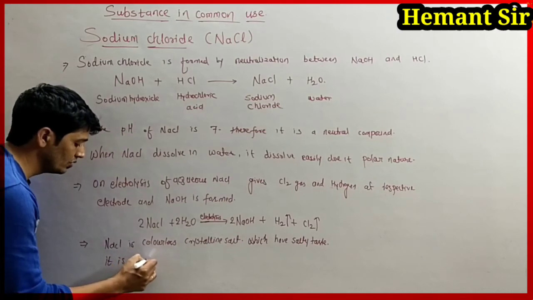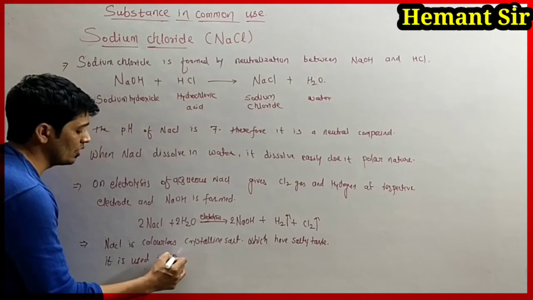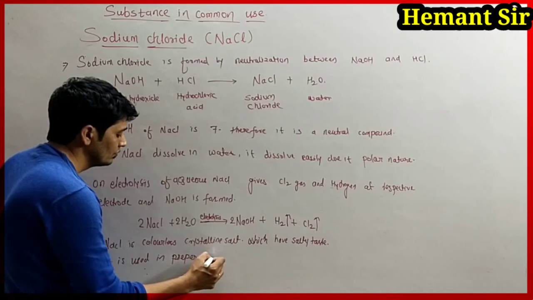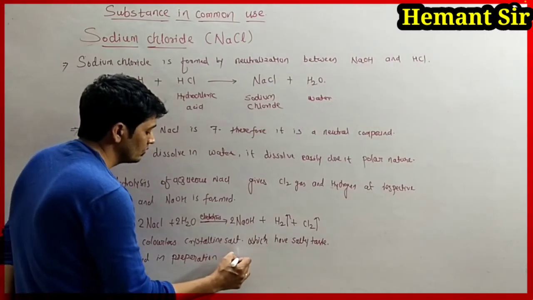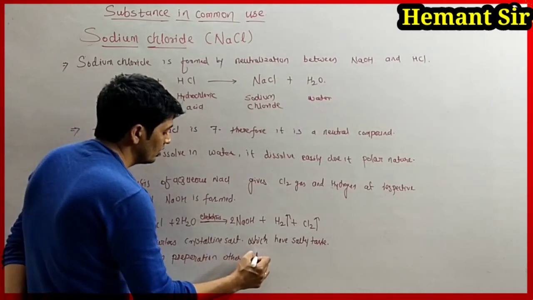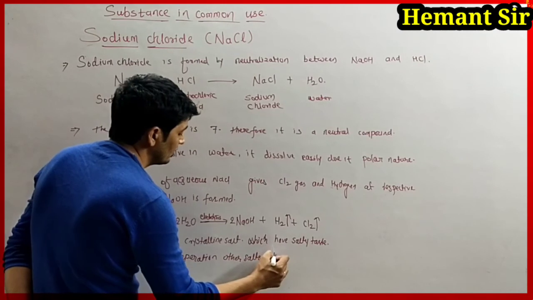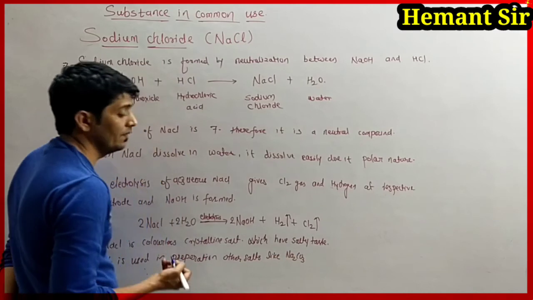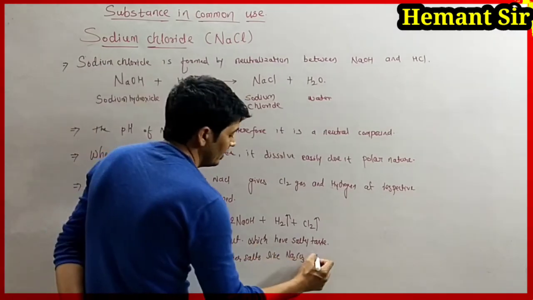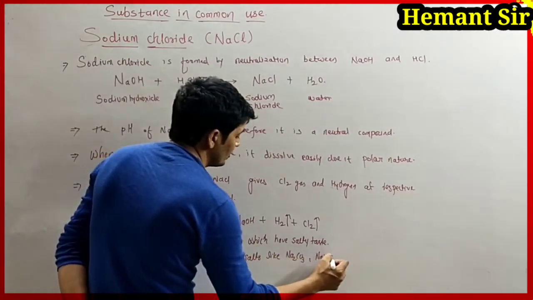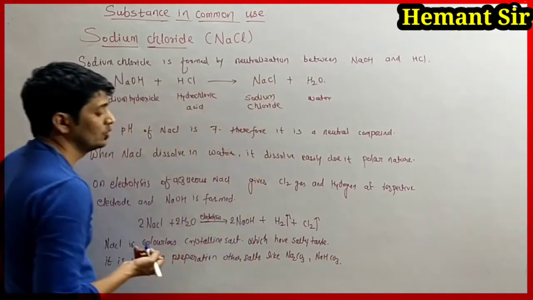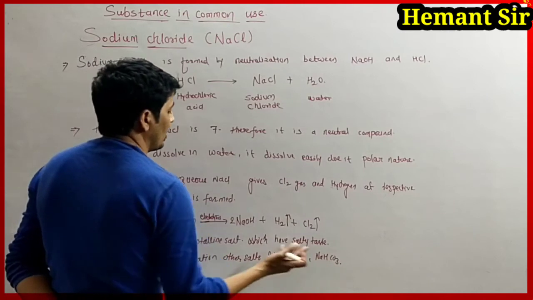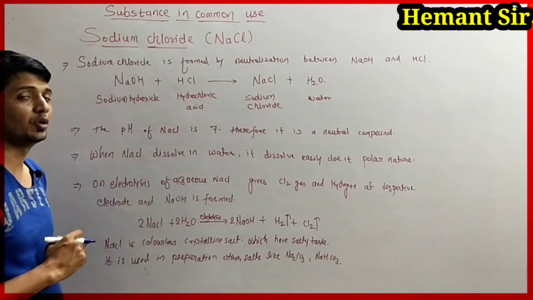Next, it is used in preparation of other salts like Na2CO3, which is sodium carbonate, and NaHCO3, which is sodium bicarbonate. So these different salts are also formed with the help of sodium chloride.